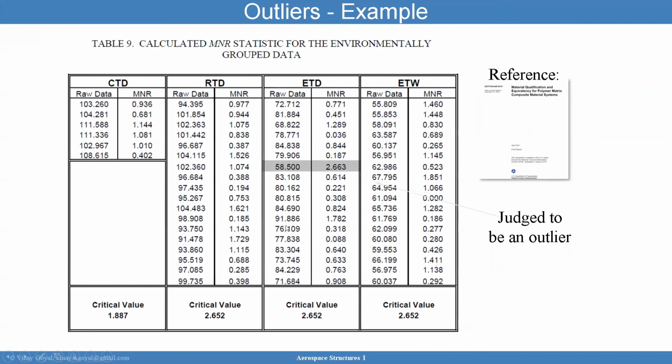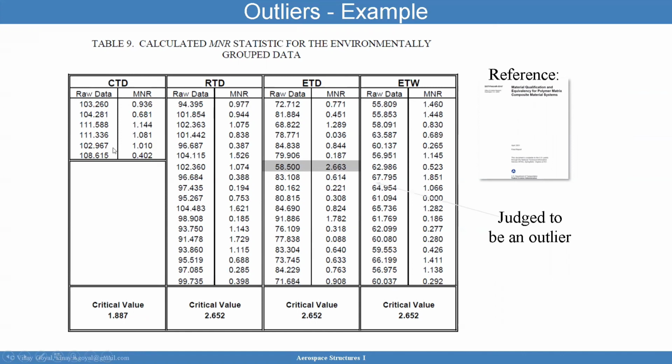Here, as an example, I'm showing you 18 samples, and the raw data is given here. The average of this data is calculated, and then you take the standard deviation and calculate the MNR. You can see here it is 2.663, and 2.663 is greater than 2.652. So this may be declared an outlier, but you have to then study that deeper.